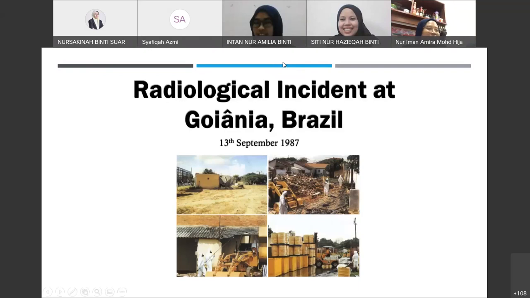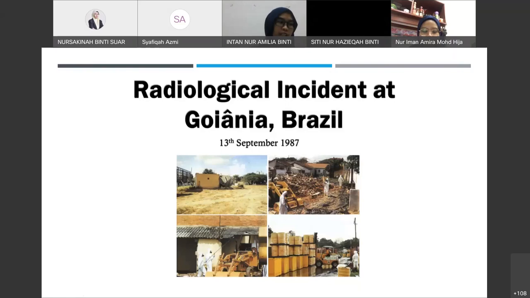Okay, let's move on to another radiological incident. But this one is not a nuclear incident. Instead, it is a radiotherapy incident. We will now travel to Goiânia, Brazil, where a massive radiation incident occurred in late 1987.